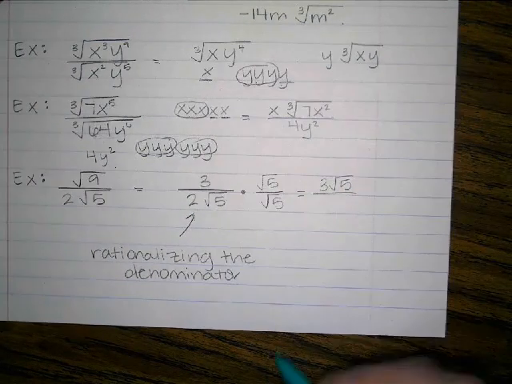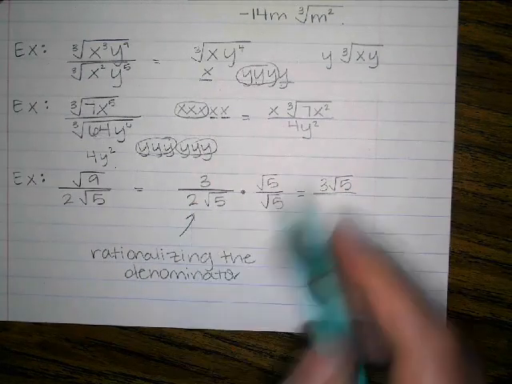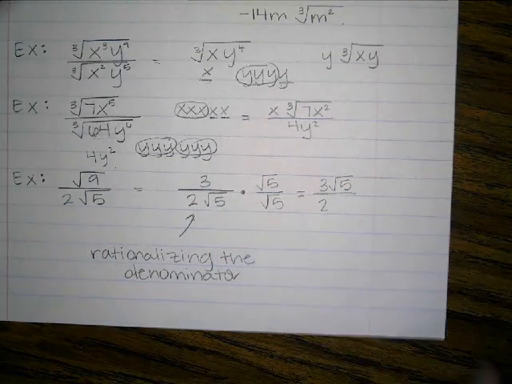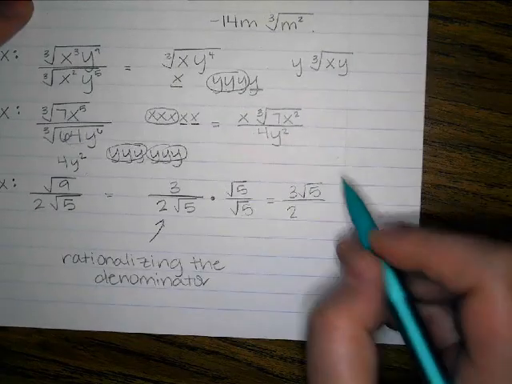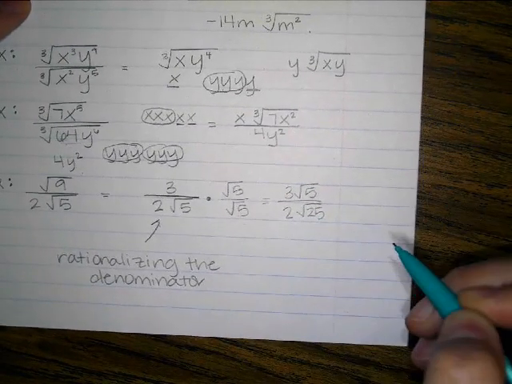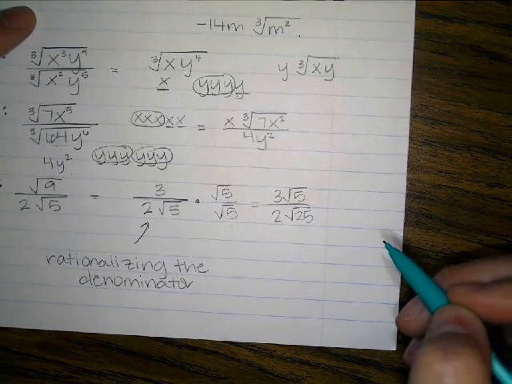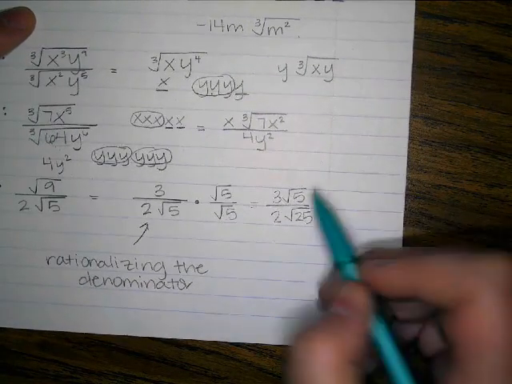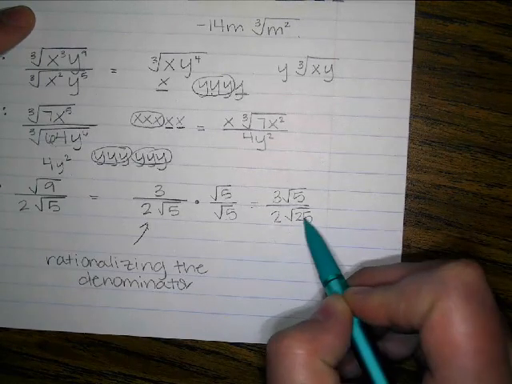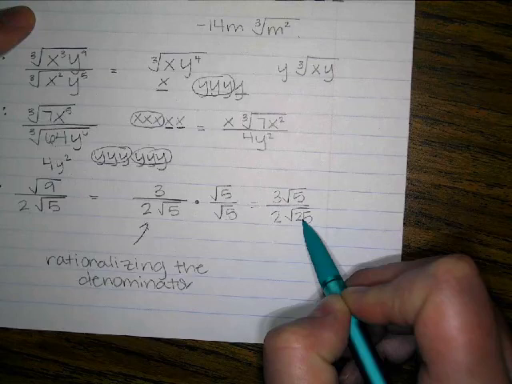And what is root 5 times root 5? Root 25. What is root 25? 5. So we have 2 times 5, which is 10. 2 times 5 is 10.